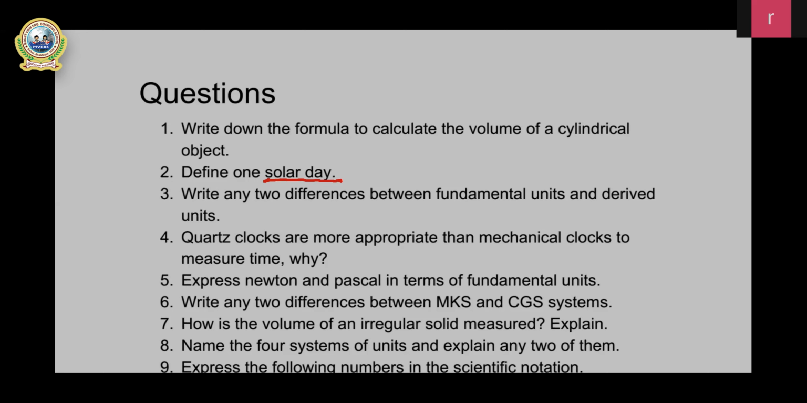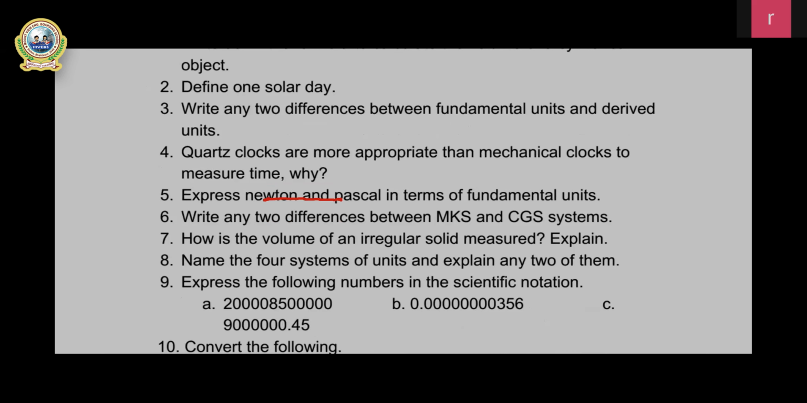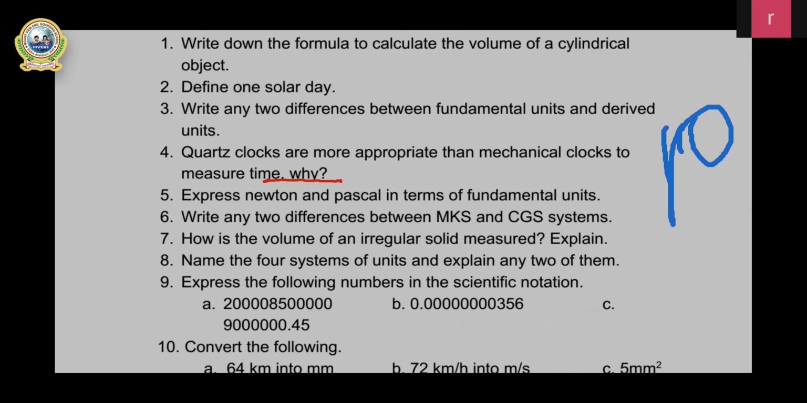And to convert Newton and Pascal into fundamental units: Newton and Pascal are derived units. If you know the formula, of course, F equals ma, you can easily find the fundamental units of Newton and Pascal as well. The difference between the MKS system and the CGS system, we discussed today in the beginning. MKS is where length is measured in meter, mass in kilogram, and time in second. And CGS is centimeter, gram and second.